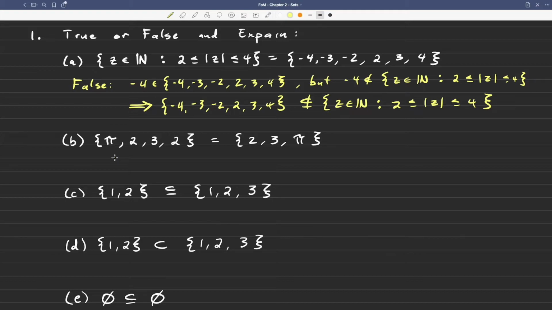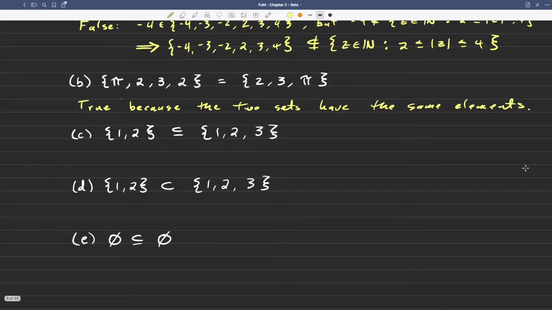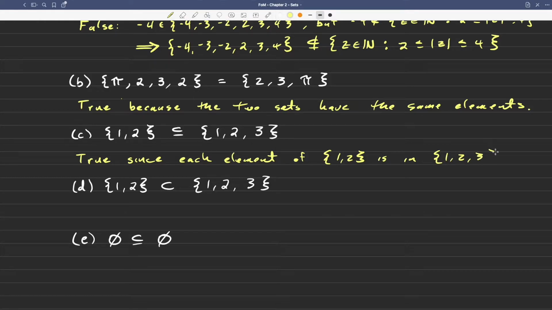Okay, in part B, are those 2 sets equal? Yeah, they have the same elements. Just on the left-hand set, 2 is listed twice and things are not in the same order, but as we remember, repeated elements and order don't matter. So true, the 2 sets have the same elements just by inspection. Part C, is it true that the set containing 1, 2 is a subset of 1, 2, 3? Yes, it's true, since each element of 1, 2 is in 1, 2, 3. That's what it means to be a subset.